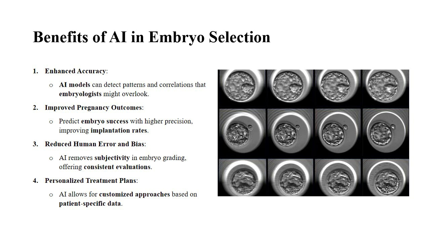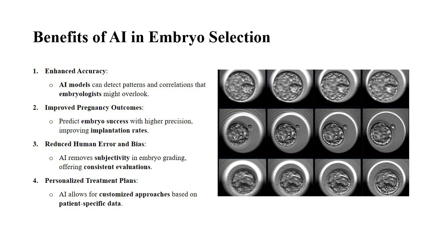B. Improved pregnancy outcomes. By predicting the viability of embryos with high accuracy, AI can improve the success rates of IVF by selecting embryos with the highest implantation potential. This can lead to fewer embryo transfers, reduced multiple pregnancies, and better pregnancy outcomes.